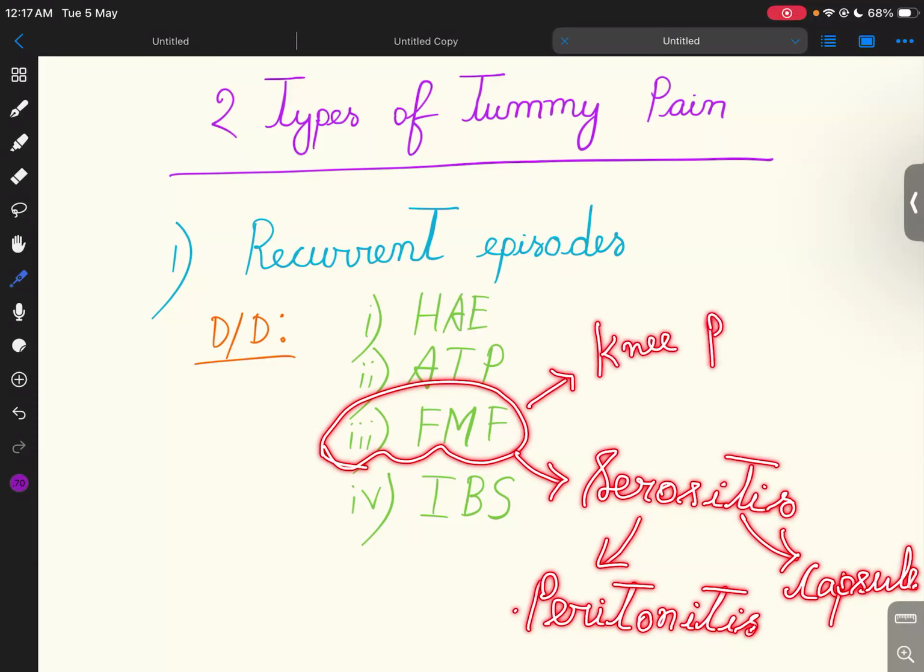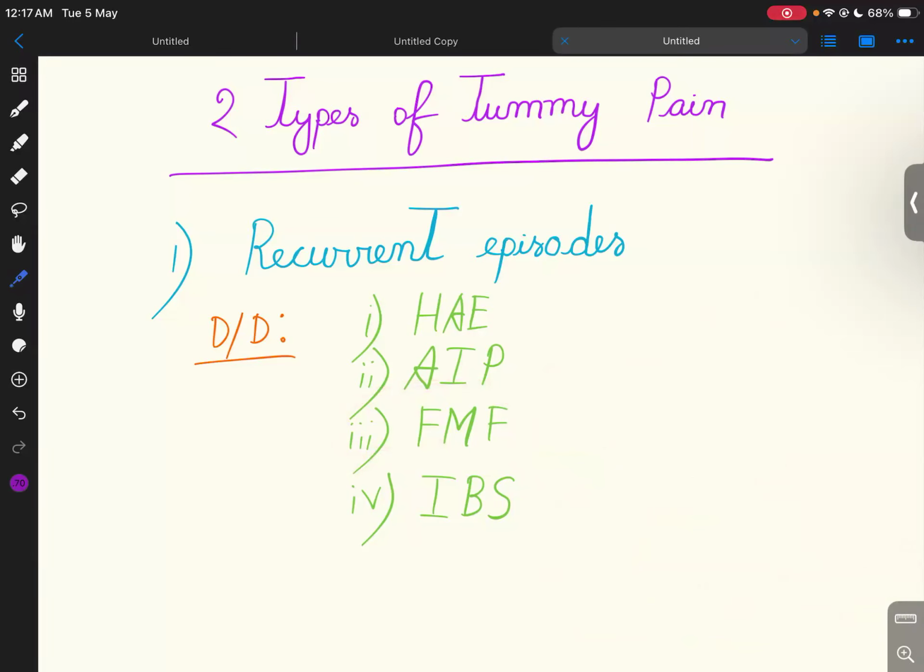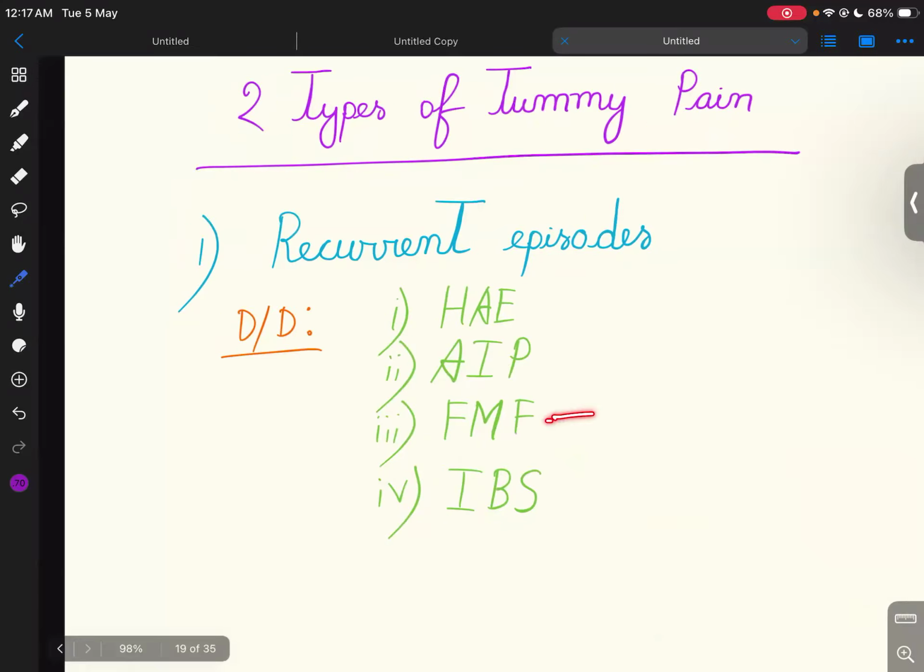We can rule out familial Mediterranean fever just by asking this question: apart from tummy pain, do you have any knee pain? Yes, doctor, chest pain can be there because pleurisy can be there. Pleura is a type of serosa. So you can ask about it, but mostly the patient has joint pain, though chest pain can also be there. So you can use joint pain as the screening question.